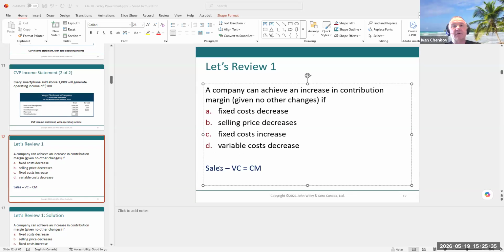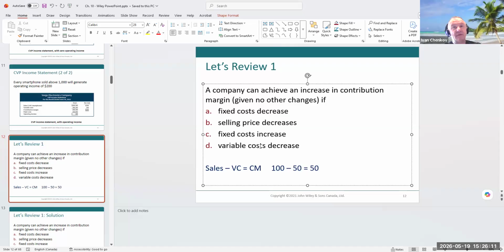Now let's think about it. What's going to happen if the variable costs decrease? Is that going to increase the contribution margin? And let's think about the sales price. If the sales price decreases, what's going to happen with the contribution margin? Let's put some numbers. My sales price is 100. My variable cost is 50. My contribution margin is 50.